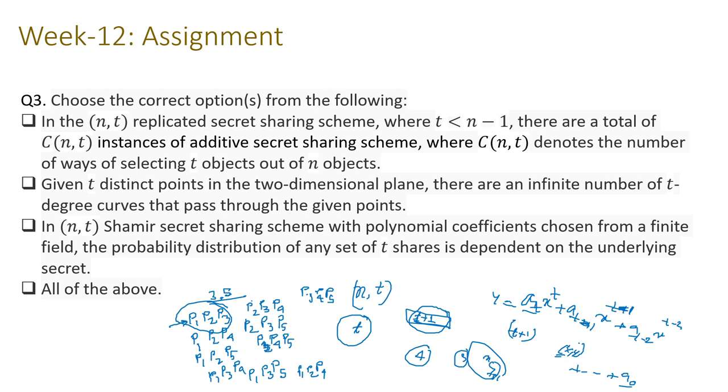So if t plus 1 such pairs are available to you, that is the function evaluation at t plus 1 different points, then only you can uniquely identify the polynomial, right? So that's why with t points available, actually you will have an infinite number of curves possible.